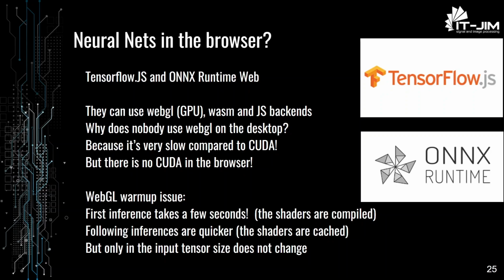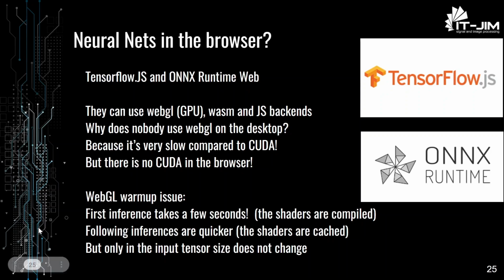WebGL is a JavaScript wrapper of OpenGL. It's fine if you want game engines. It's not very efficient for neural networks because you have to use shaders, which are things not made for neural networks, in order to do neural networks. More on that later. Okay. But there is no CUDA in the browser and probably never will be.